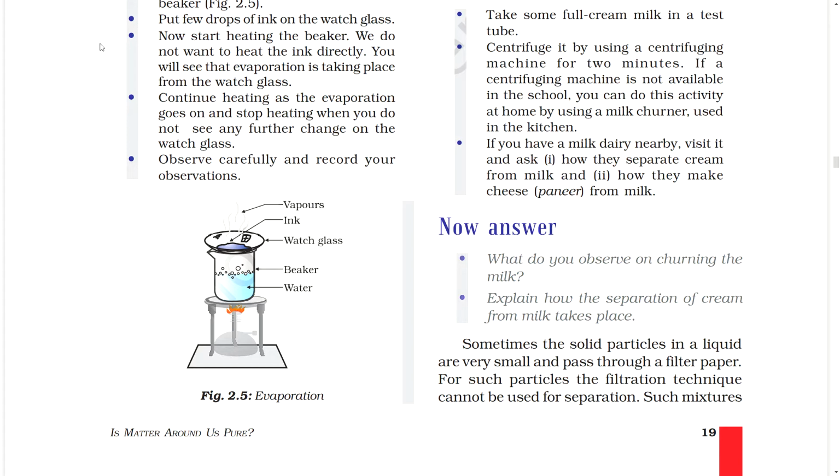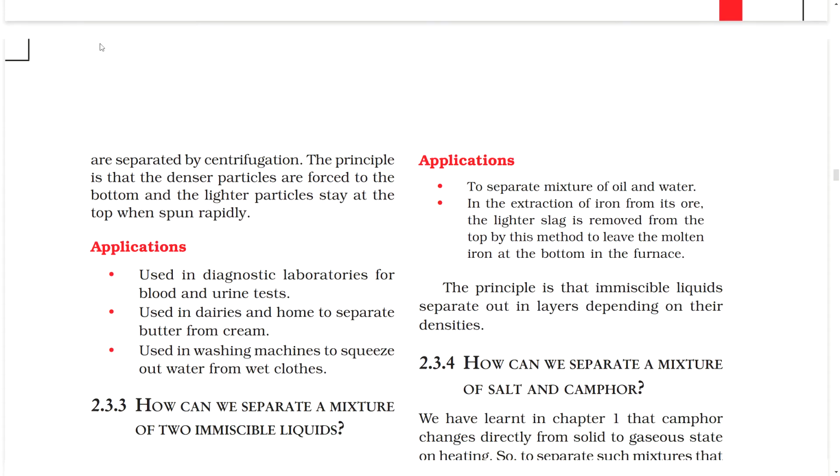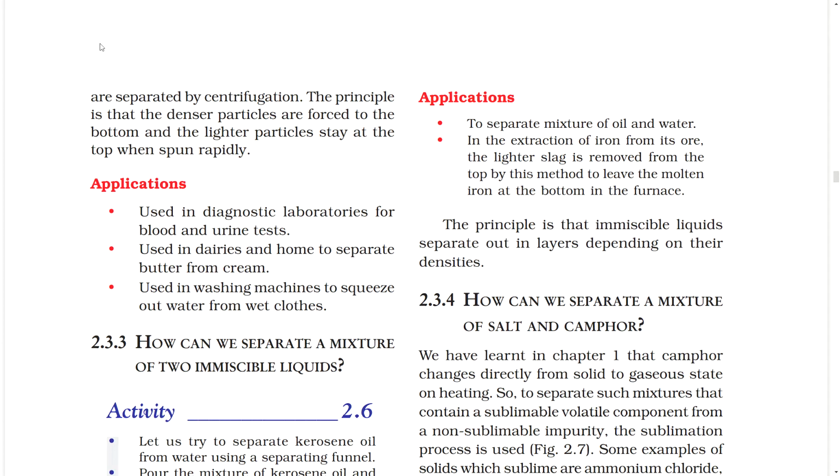Sometimes the solid particles in a liquid are very small and pass through a filter paper. For such particles, the filtration technique cannot be used for separation. Such mixtures are separated by centrifugation. The principle is that the denser particles are forced to the bottom and the lighter particles stay at the top when spun rapidly.